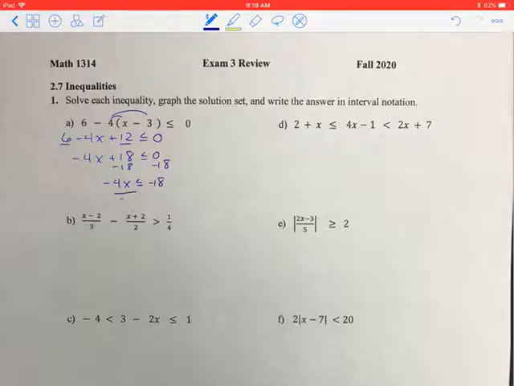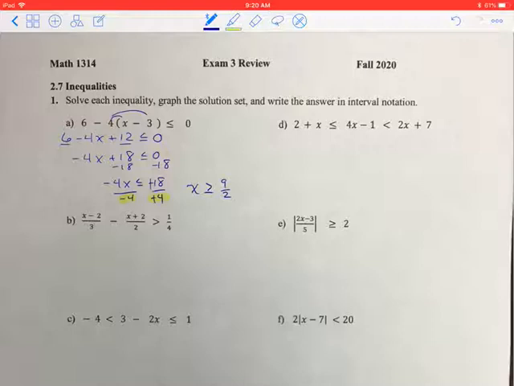So when I get down to my last step, remember if you divide or multiply by a negative, you do have to flip your sign. So this is going to become x greater than or equal to, these negatives are going to cancel, and I'm going to get 9 over 2.